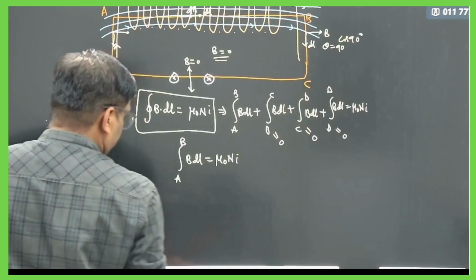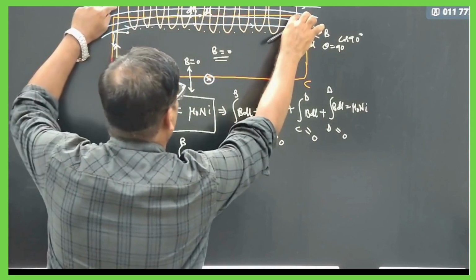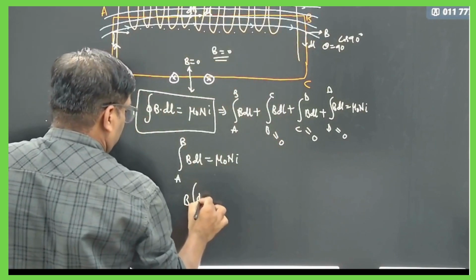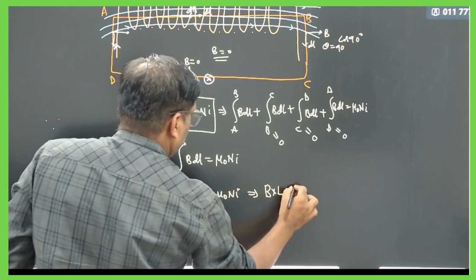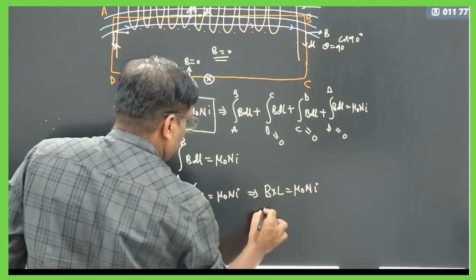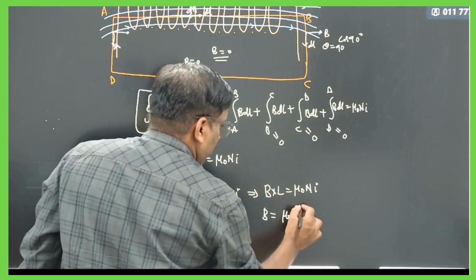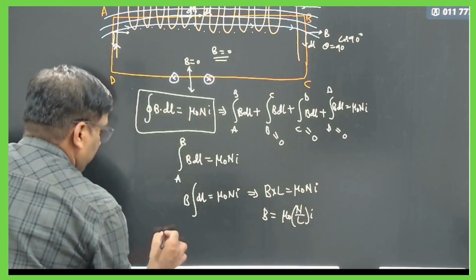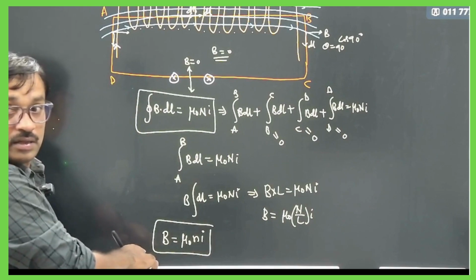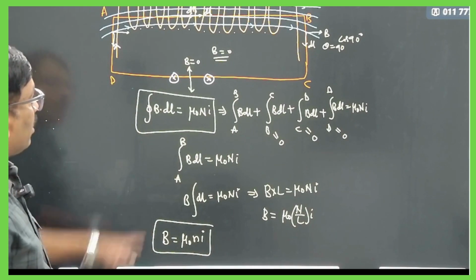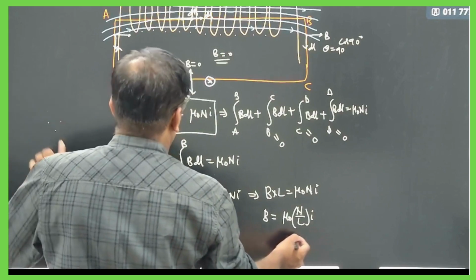So now, B integral dl. dl is nothing but the total length, and this total length is nothing but the length of the solenoid. Therefore, mu naught into Ni. That implies B into L equals mu naught into number of turns into I. So B is mu naught into N by L into I. So the magnetic field will be equal to mu naught into small n into I. Clear? So in this way you can calculate the magnetic field inside the solenoid as B equals mu naught into nI.